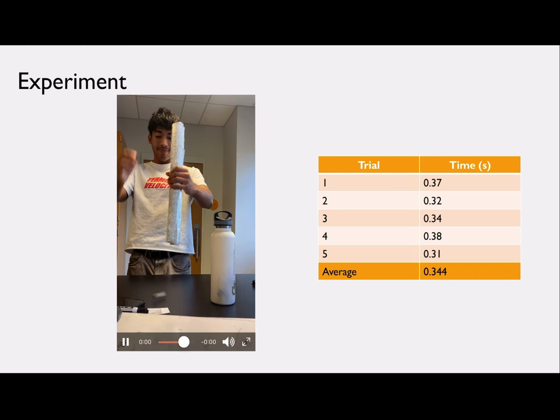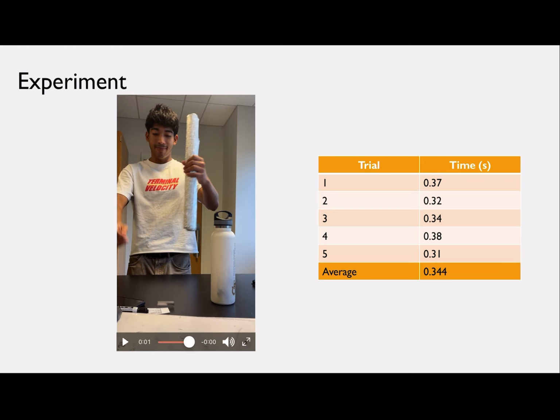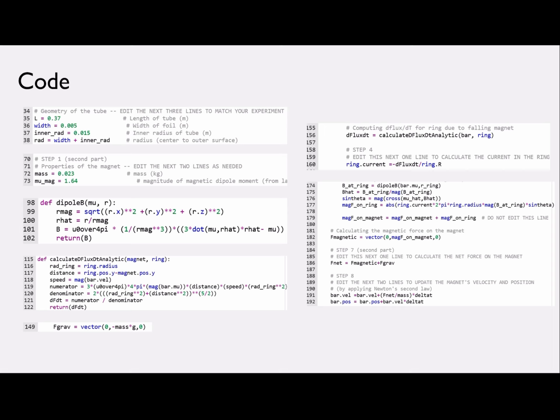Here's the experimental video. You can see the bar drops through the aluminum foil tube. We did 5 trials and then took the average for an average time of 0.344 seconds. Here is the code. At the top, you can see the geometry of the tube, so those were measured. You also see the properties of the magnet. So mu mag, the magnetic dipole moment, was taken from a prior lab.